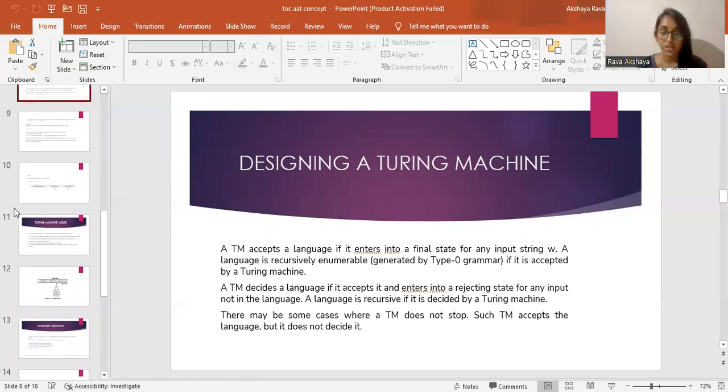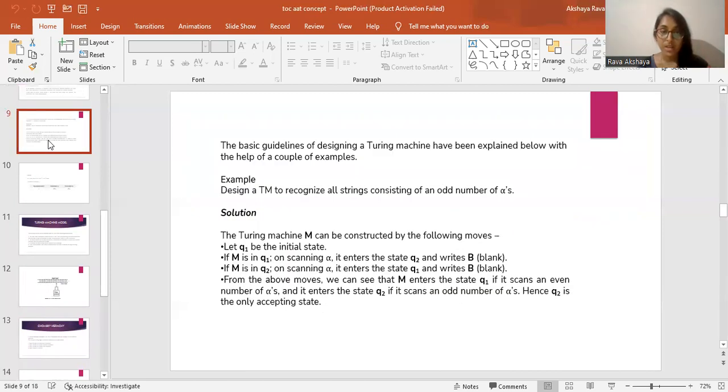There may be some cases where the Turing machine does not stop. Such a Turing machine accepts the language but does not decide it. The basic guidance of designing a Turing machine has been explained below with the help of a couple of examples.